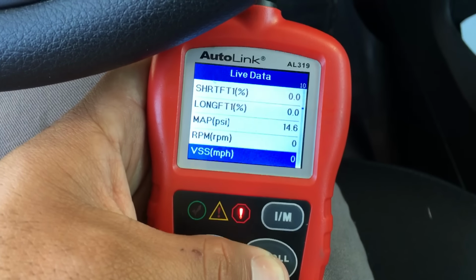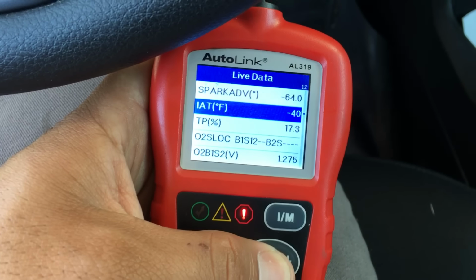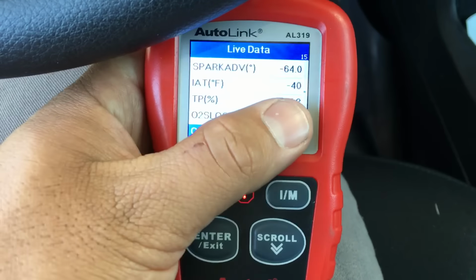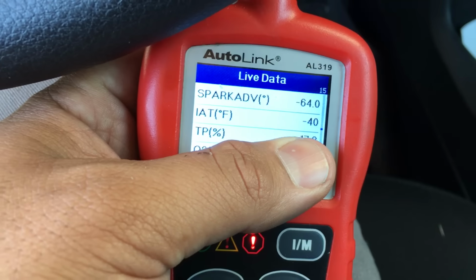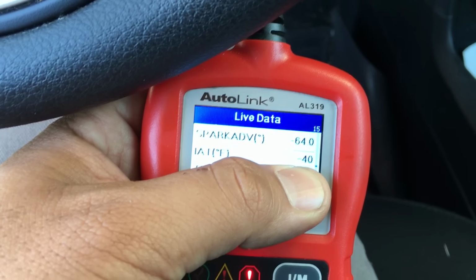I didn't see a data PID for the oil temperature, but we do have a data PID for the intake air temperature, and it's saying -40, and that's because the circuit is open. It's just going to read a default number here.